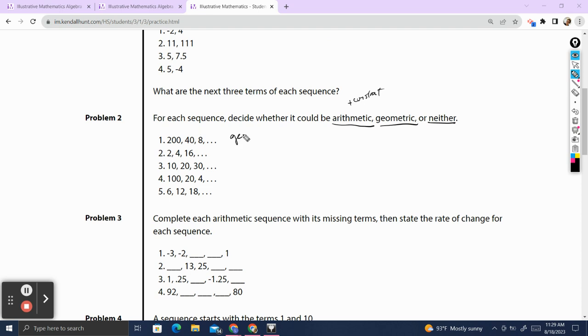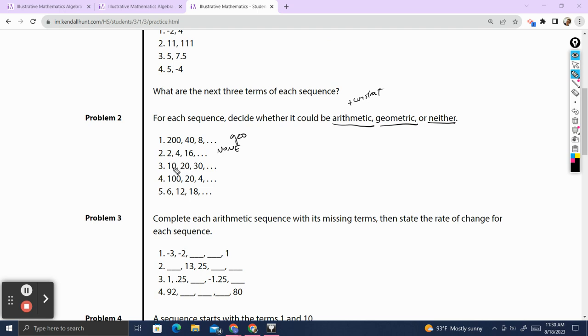So geo. 2 to 4 to 16. Well, 2 times 2 is 4, times 2 is 8. That doesn't get us to 16. What about multiplying by 4? Well, 2 times 4, that doesn't work. What if we add 2? 2 plus 2 is 4. 4 plus 2, also not 16. I'm going to put neither. It's not geometric, and it's not arithmetic.